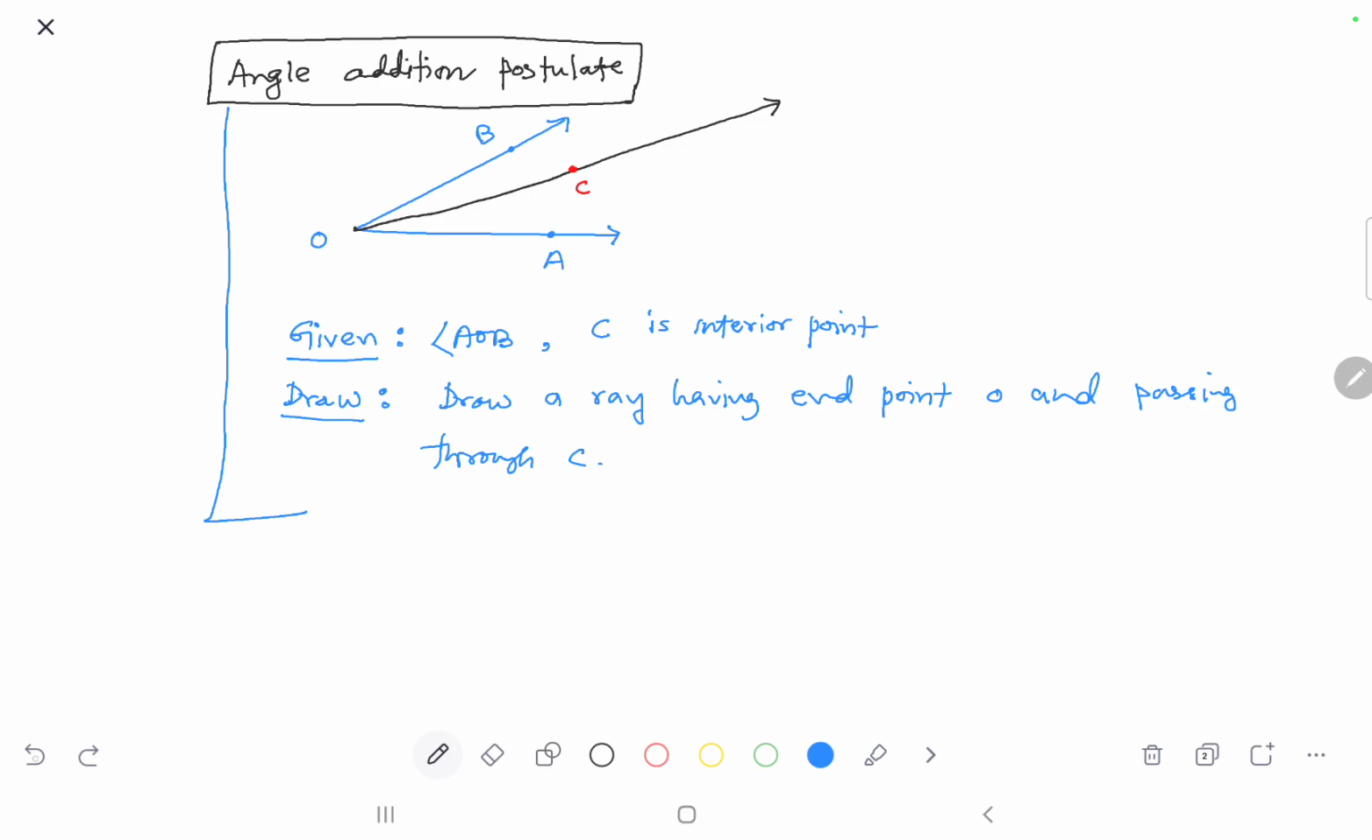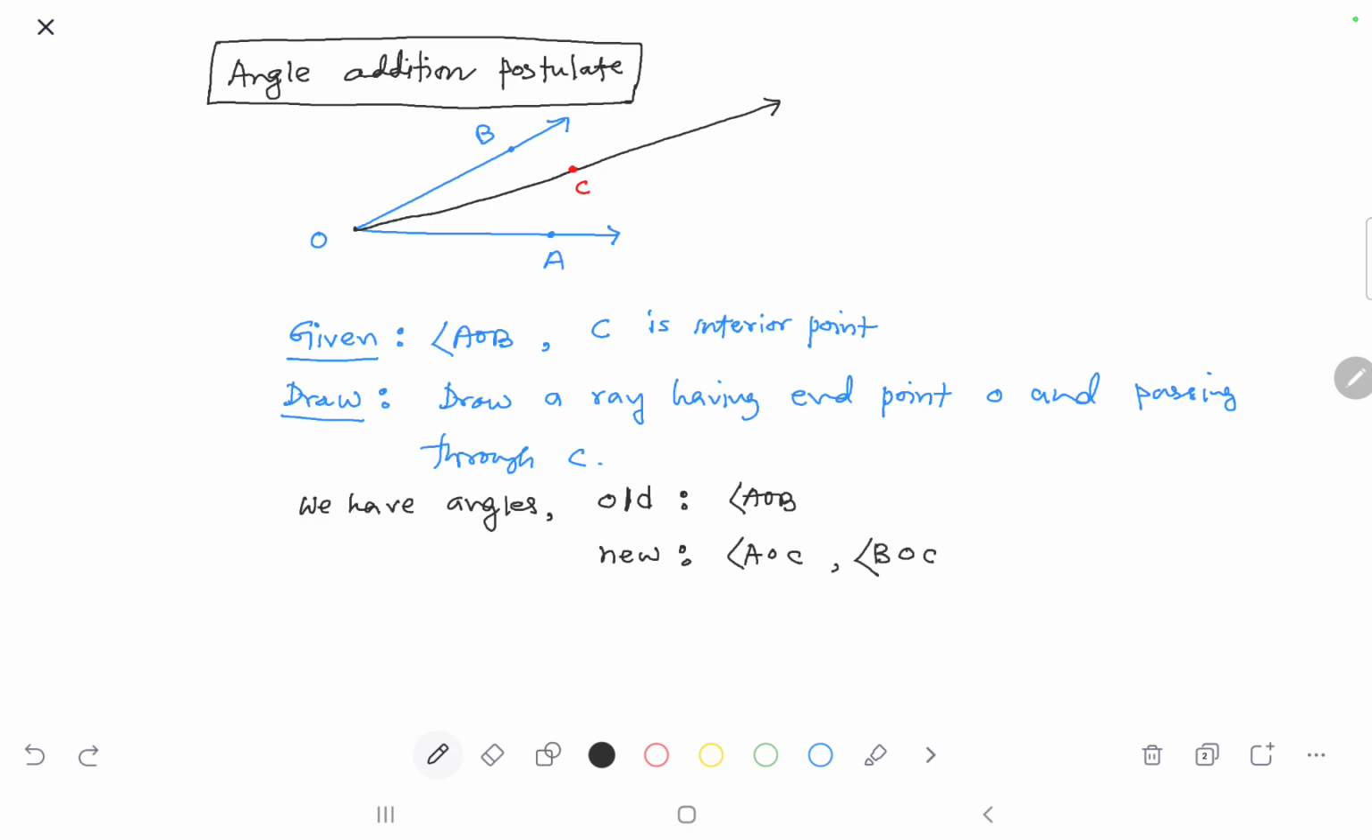Then the angle postulate tells us that. Now how many angles do we have? Total, you have two angles. Three, yes, three, exactly. You are correct. Two small angles and the large angle. So we have angles, let me write it here. The old angle is basically AOB, and the new ones are AOC, this angle, and BOC, this angle, right?